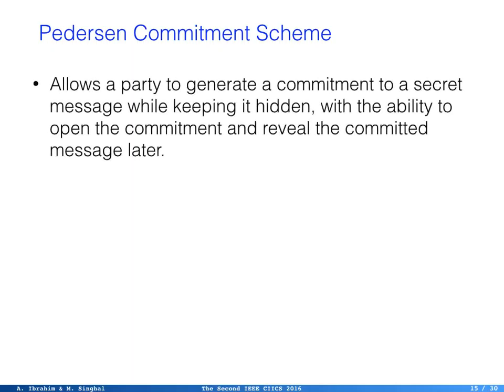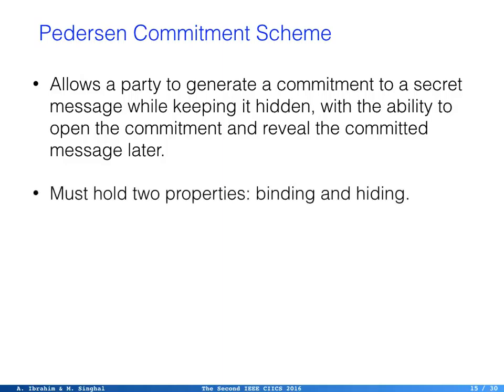A commitment scheme is a protocol that allows a party to generate a commitment to a secret message while keeping it hidden, with the ability to open the commitment and reveal the committed message later. A commitment scheme must hold two properties, binding and hiding. The binding property ensures that the committing party cannot change a commitment already made. The hiding property ensures that the commitment does not reveal any information about the committed secret message until desired.